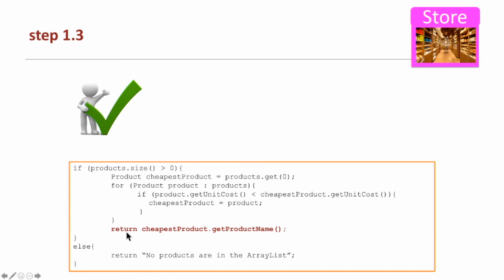So we've got a return statement. We have this variable cheapestProduct, and we want to return a string, which is the name of the cheapest product. So we have .getProductName, which will return that string, and that's returned as the value of this method.